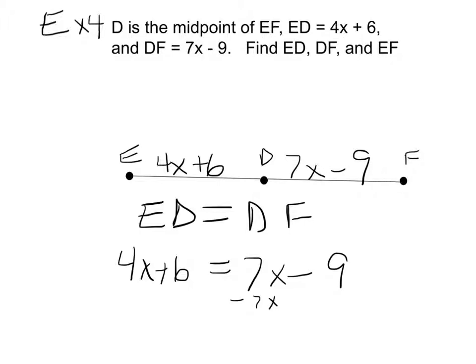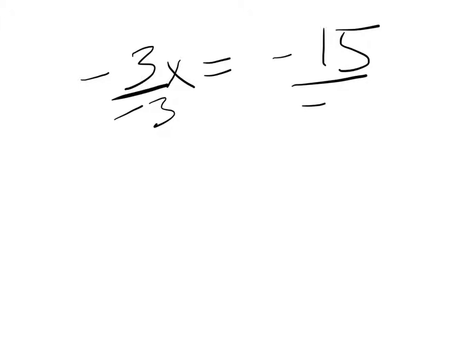Subtract 7x, subtract 7x. I get negative 3x plus 6 equals negative 9. Subtract the 6 from both sides. Running out of room, so I'm going to go to the next page. I get negative 3x equals negative 15. So divide both sides by negative 3. I get x equals positive 5.